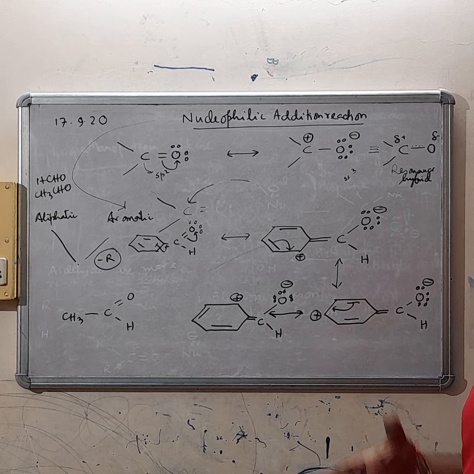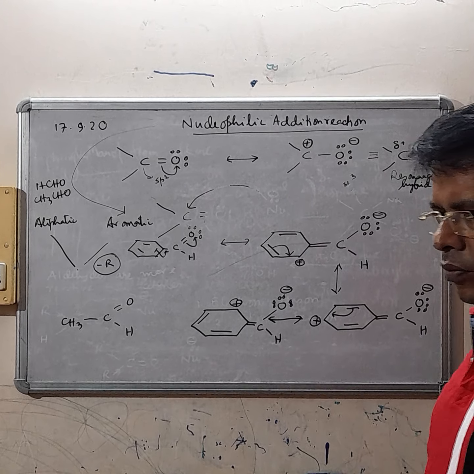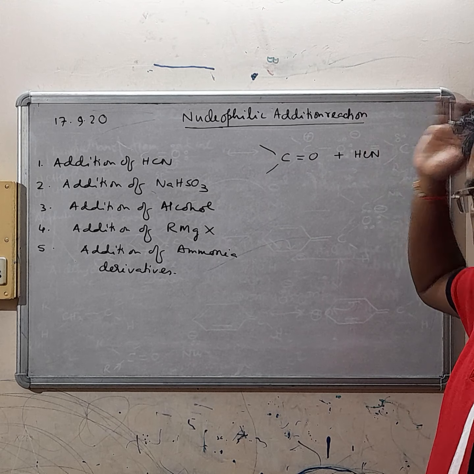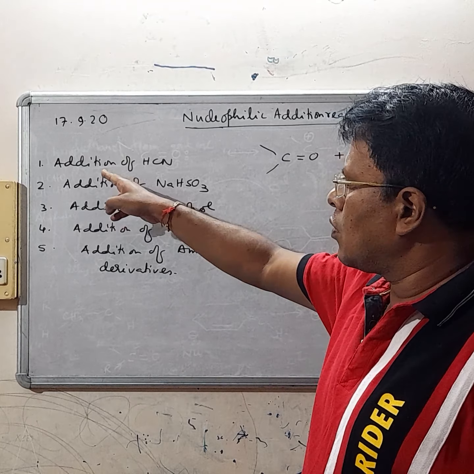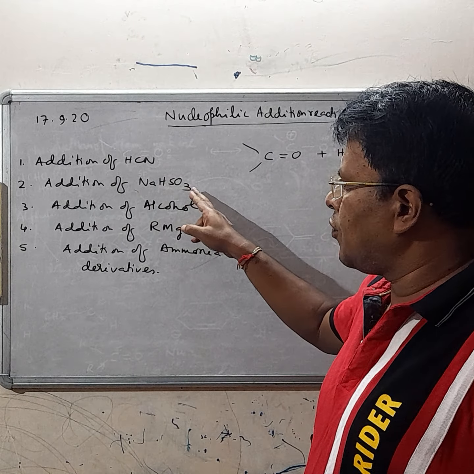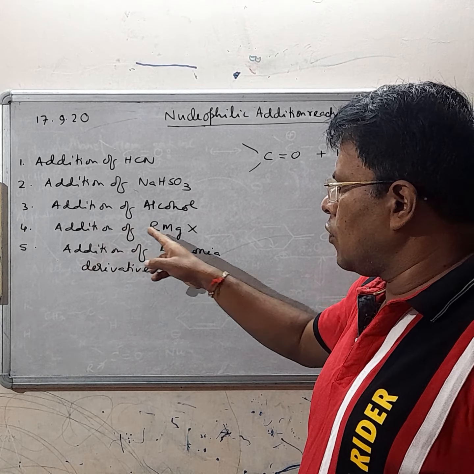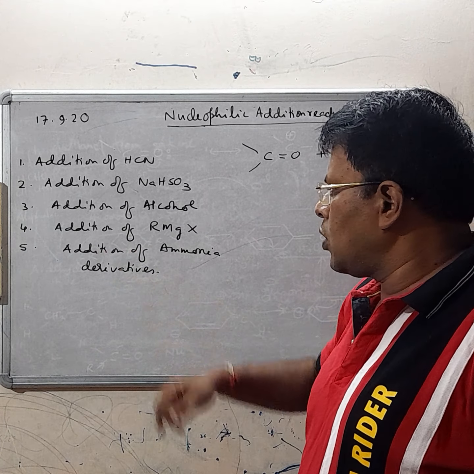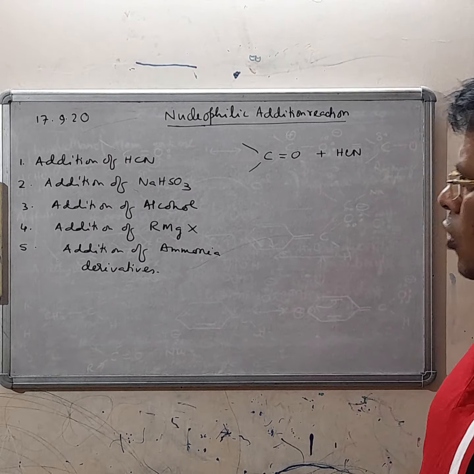Now we will give some particular examples of nucleophilic addition reaction. We will discuss nucleophilic addition reactions under these 5 heads. One is addition of HCN, second is addition of sodium bisulfite, third is addition of alcohol, fourth is addition of RMgX, Grignard reagent, fifth is addition of ammonia derivatives. So let us do first number 1, addition of HCN.